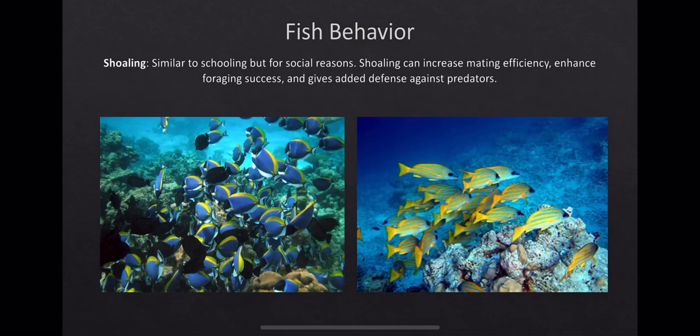Shoaling, similar to schooling, but for social reasons. This increases mating efficiency, and it works very similarly to the schooling aspect, but now this is more socially driven. So some fish are social creatures, and shoaling is their way of expressing that.